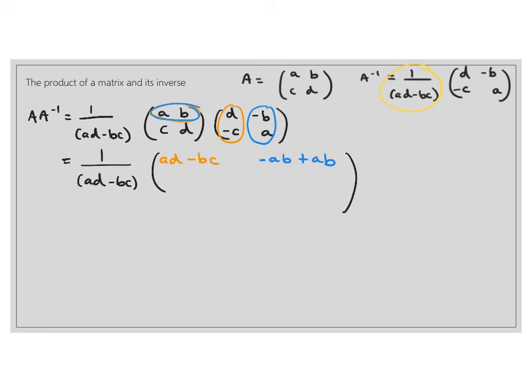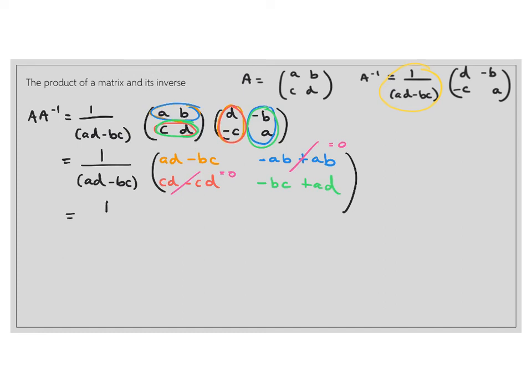And what do I have left? So this multiplied by this gives me CD minus CD. And then to finish it off, I have this multiplied by this, which gives me minus BC plus AD. Now, what do we have? Well, we certainly have a 0 here and a 0 here, which is absolutely correct.